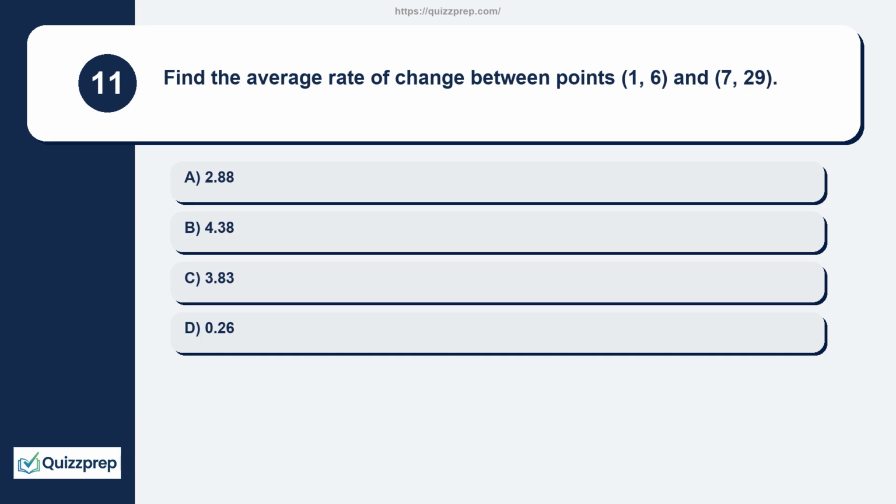Question 11. Find the average rate of change between points (1, 6) and (7, 29). 2.88, 4.38, 3.83, 0.26.